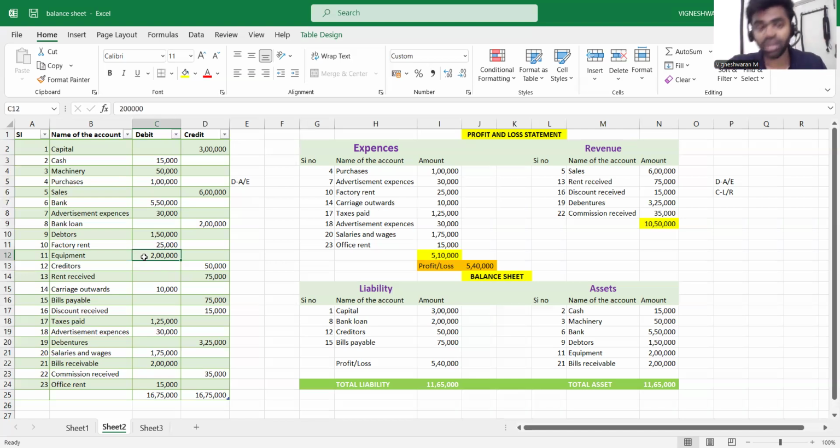The same applies for the entries on the credit side. Check whether it is a revenue generating activity. If you are sure it is not a revenue, then put it in the liability. If it is a revenue, put it in the revenue column. Then make the total of expenses and the total of revenue, calculate the profit or loss, and put the profit or loss in the liability section, because profit or loss is always a liability. Then the total assets and total liabilities will be equal. Here it is 11,65,000.